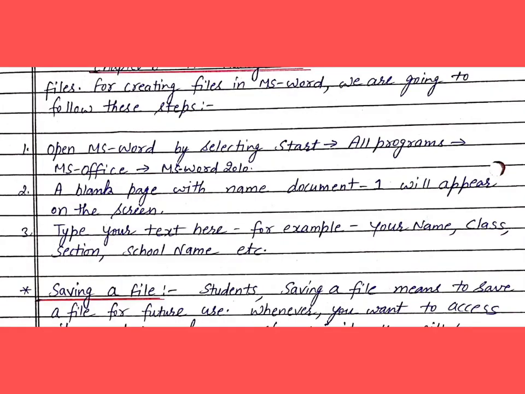For creating files in MS Word, we are going to follow these steps. Step 1. Open MS Word by selecting Start, then All Programs, then MS Office, and last MS Word 2010. Step 2. A blank page with name Document 1 will appear on the screen. Step 3. Type your text here, for example, your name, class, section, school name, etc.